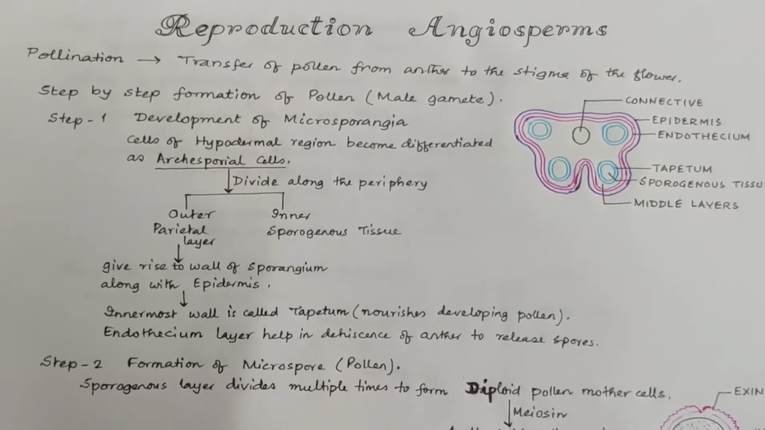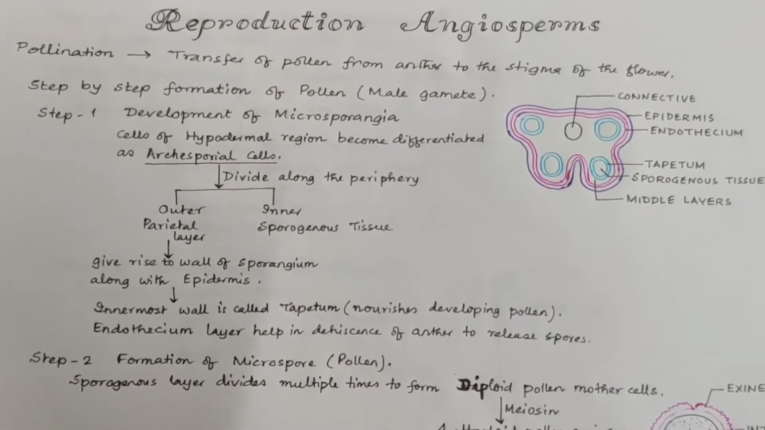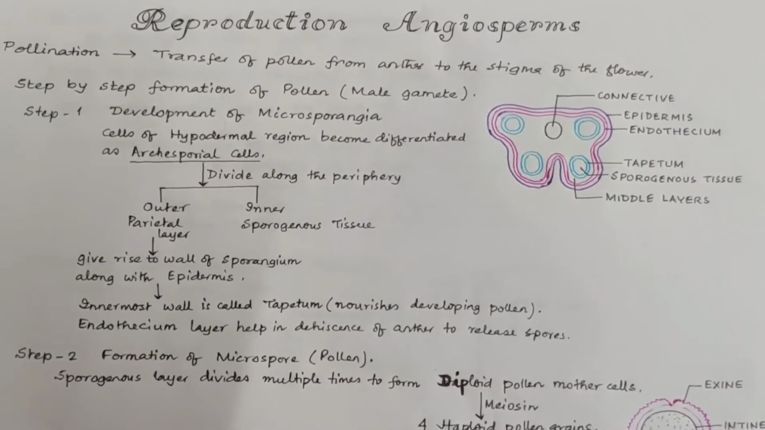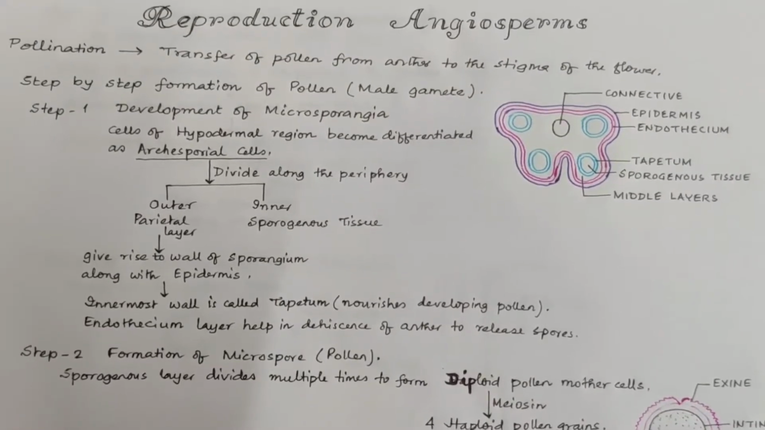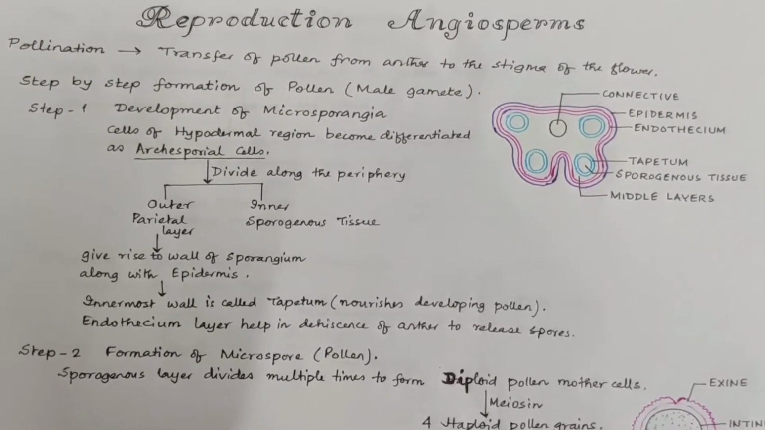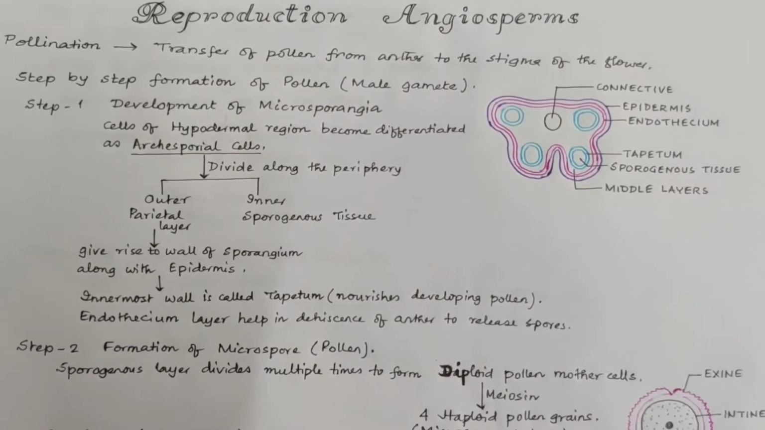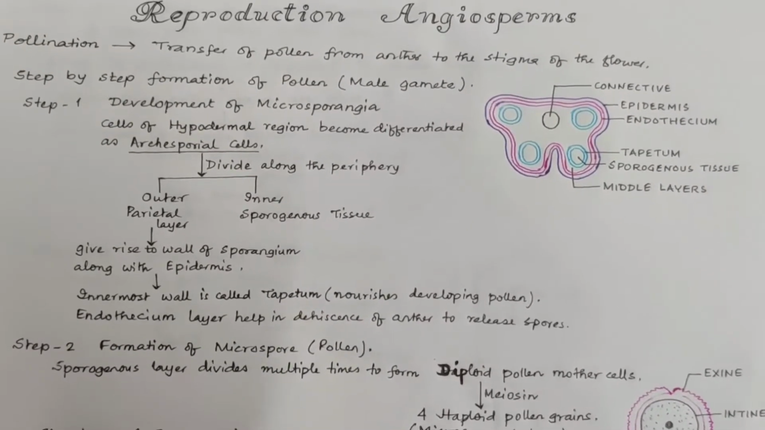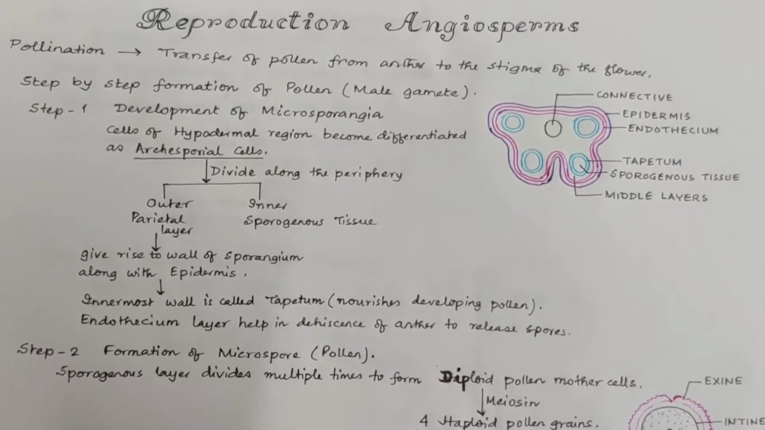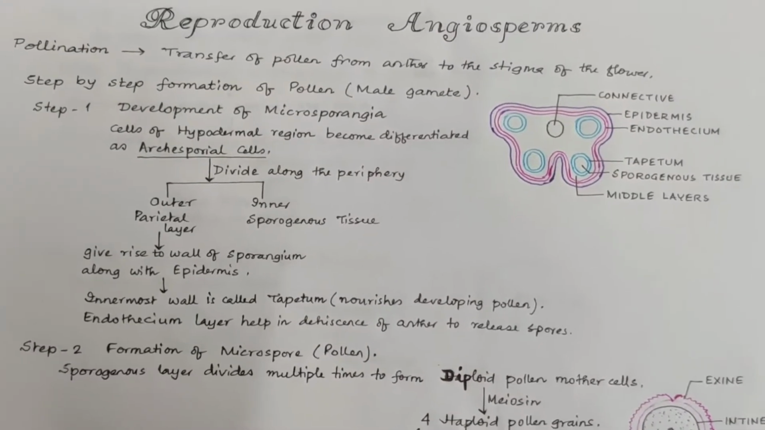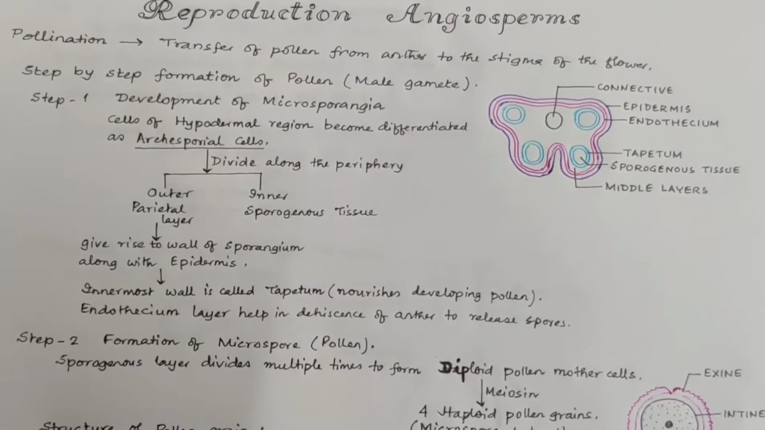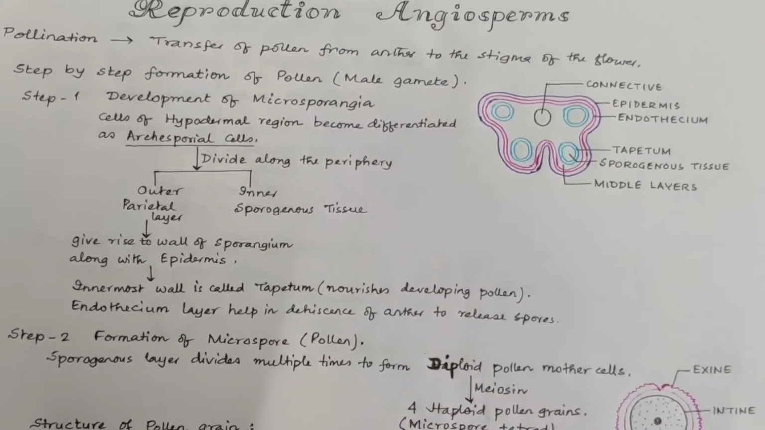This is a video on the reproduction of angiosperms. Now in this process we come to pollination, which is transfer of pollen grains from anther to the stigma of the flower. The formation of pollen grain or male gamete is a step-by-step process which is completed in 4 steps.